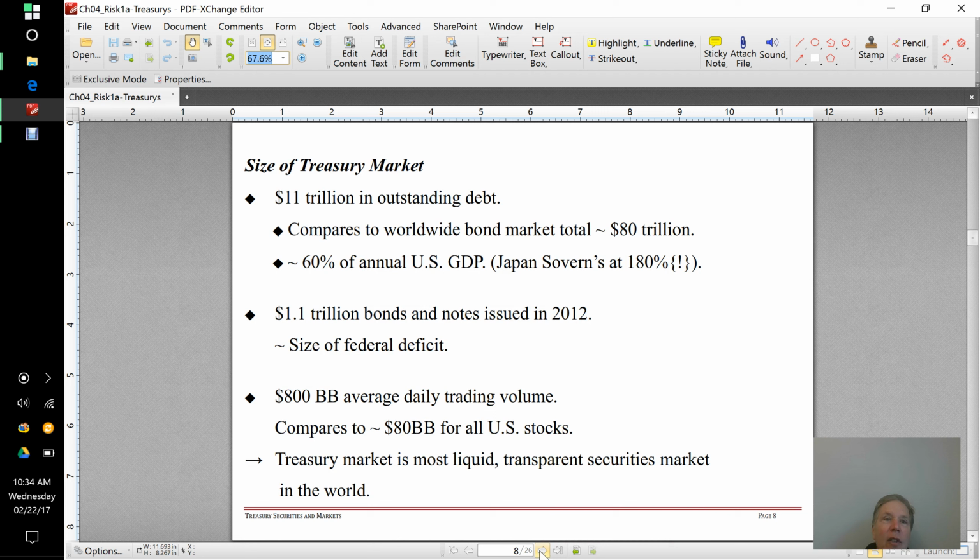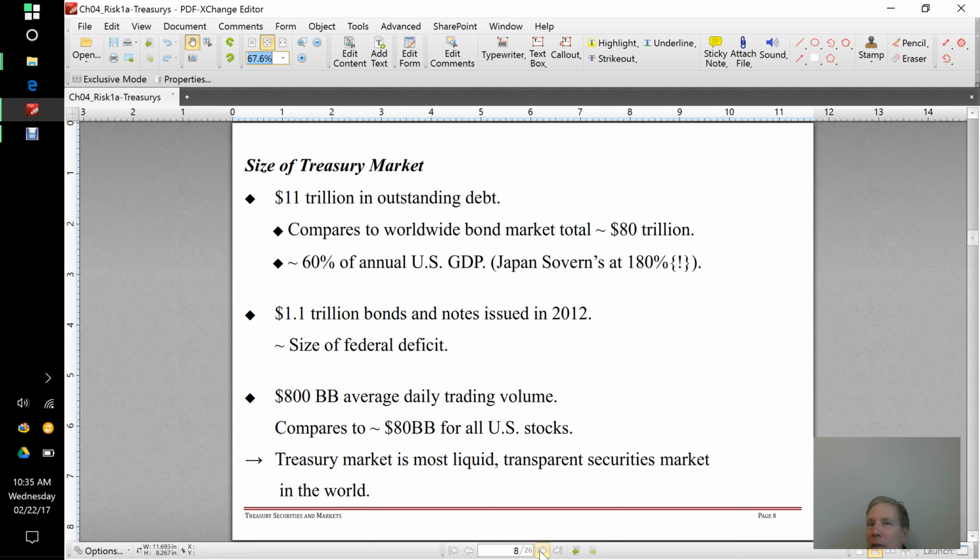The Treasury market is huge in size. There's about 11 trillion in U.S. government treasury notes and bonds outstanding right now, meaning the contracts are outstanding. And the total worldwide bond market is about 80 trillion. So we have significantly more than 10% of that market. Another way to think about the US Treasury market is that it represents 60% of annual US GDP.